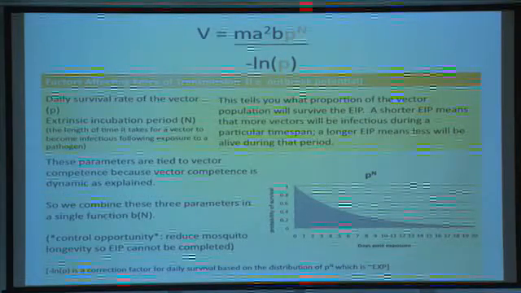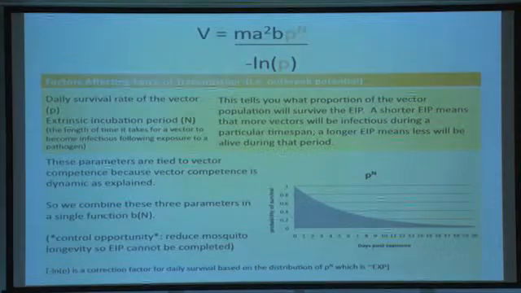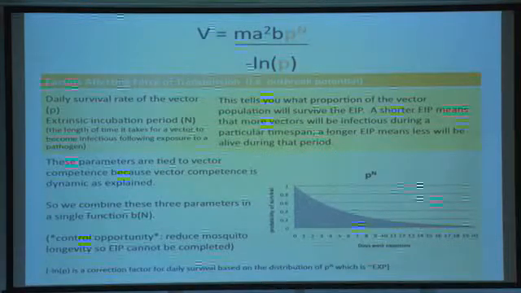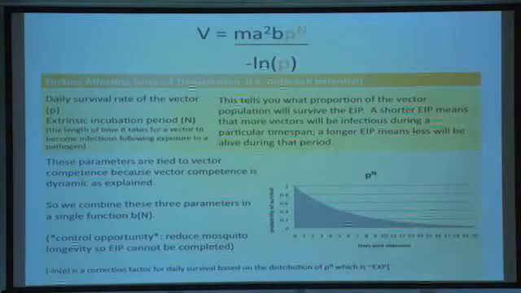So finally, we have P to the N. P is the daily survival rate of the vector, and N is the extrinsic incubation period, which is the length of time it takes for the vector to become infectious and be ready to transmit following exposure to the pathogen.